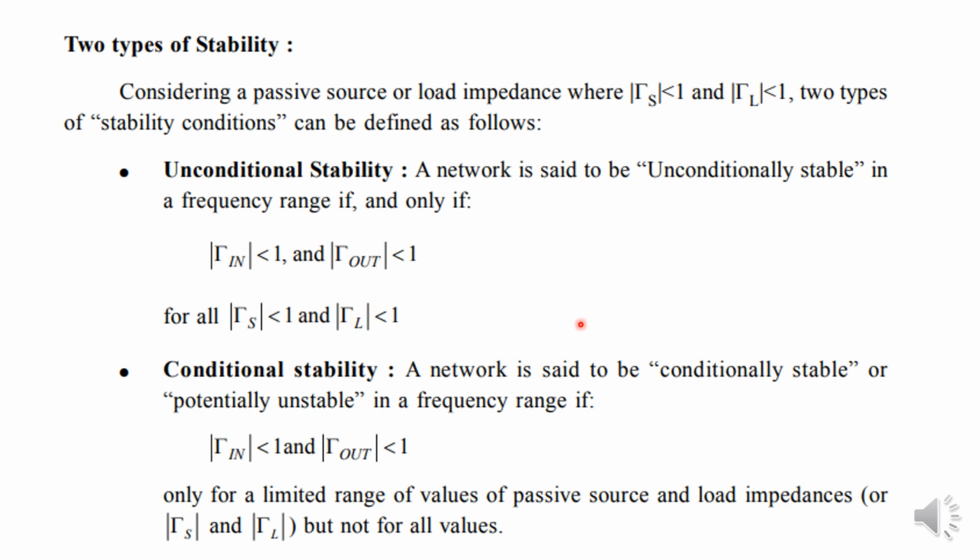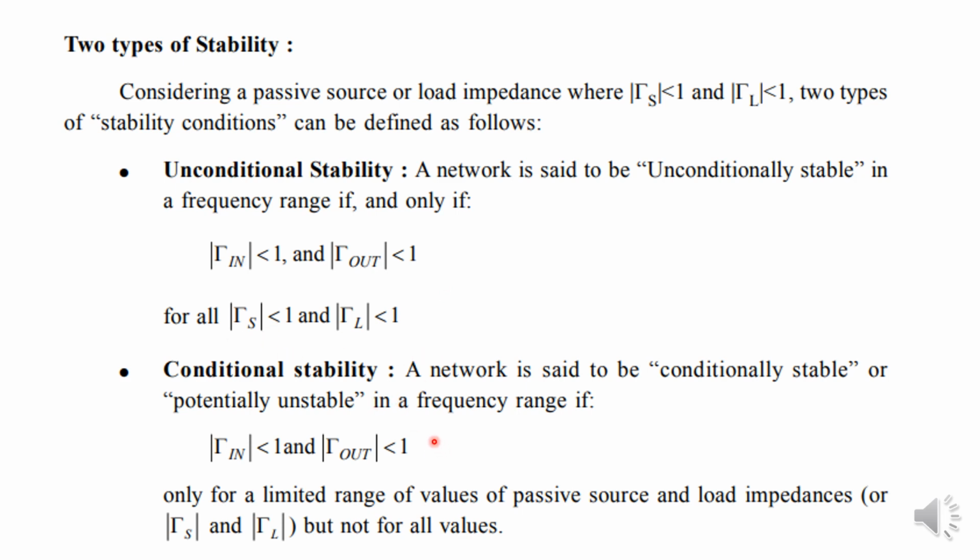For any two-port network, we can say that the particular network is unconditionally stable if and only if tau in is less than 1 and tau out is also less than 1 for all the values of tau s and tau L less than 1.